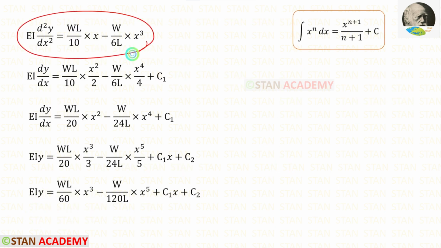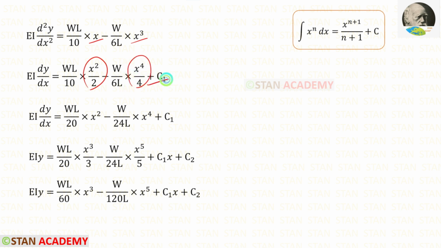Let us integrate this term on both of the sides. Using this formula, we can integrate. When we integrate x, it will be x square upon 2. When we integrate x cube, it will be x power 4 upon 4. C1 is the constant. 10 into 2, it will be 20. 6 into 4, it will be 24.